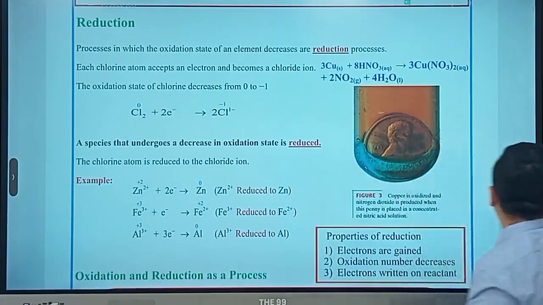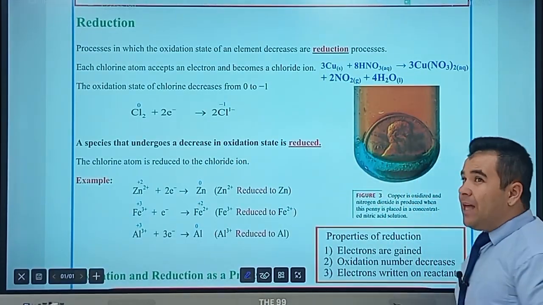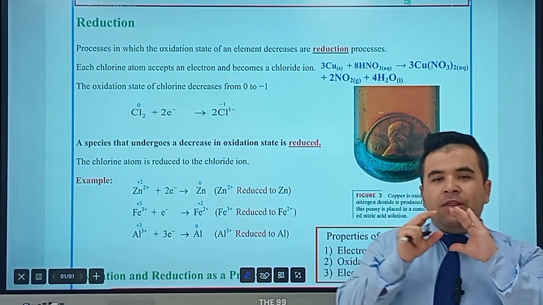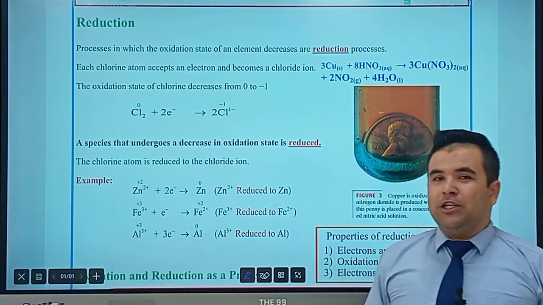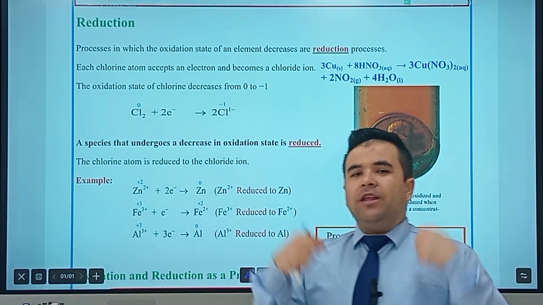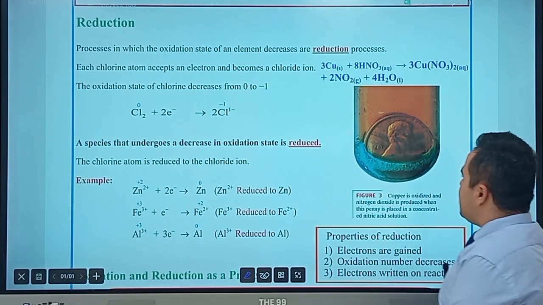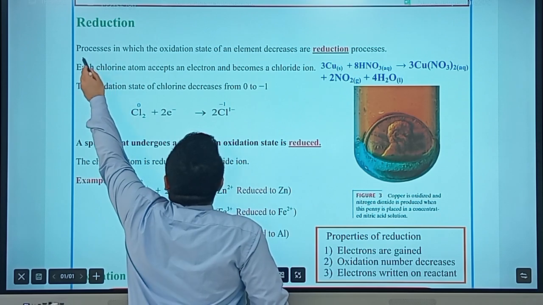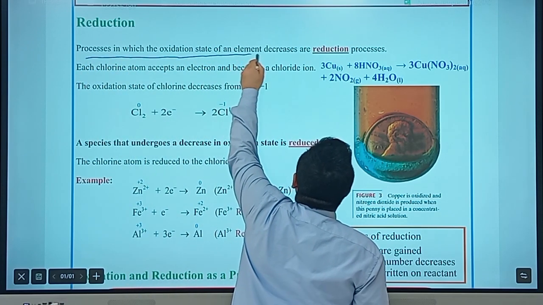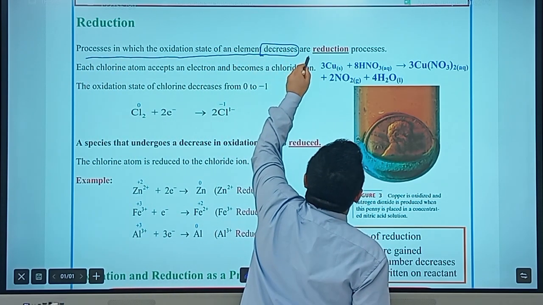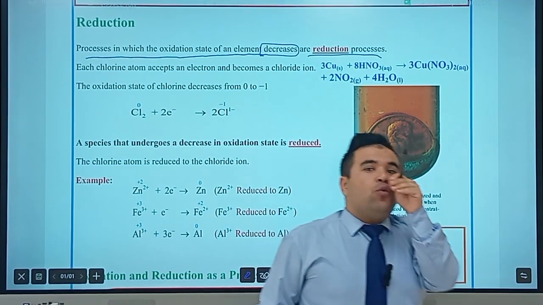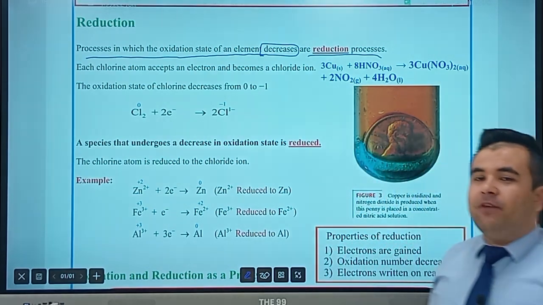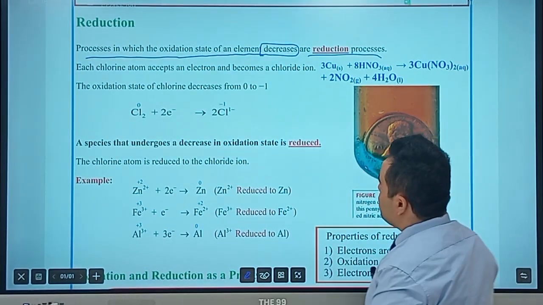How about reduction? Let us talk about reduction. Guys, reduction must always be present with oxidation. Why? Because the atom which loses the electron, there should be another atom to gain that electron. So we said oxidation is losing electrons, reduction is gaining electrons. Any process in which the oxidation state of an element decreases is a reduction process. A decrease in the oxidation number from reactant to product classifies that process as reduction.